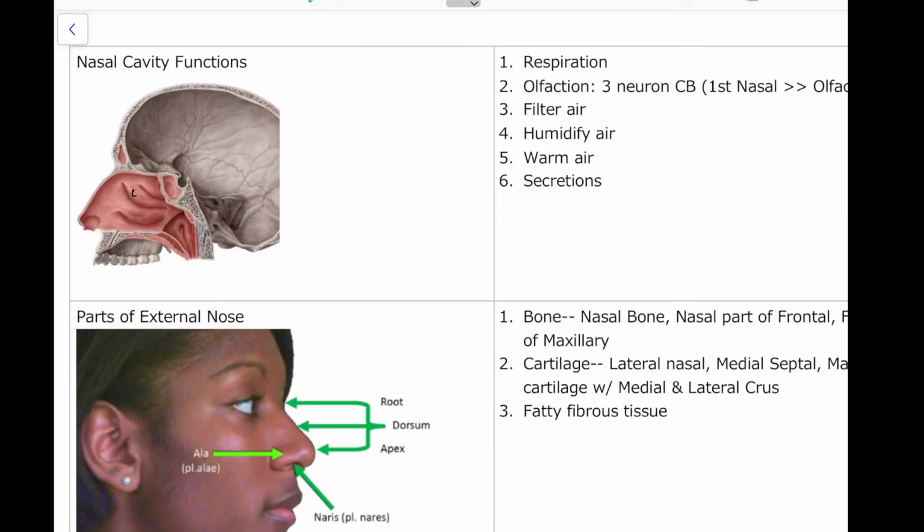The function of the nasal cavity. So first is respiration, second is olfaction, or smell. It filters the air, humidifies the air, warms the air, and produces some secretions.